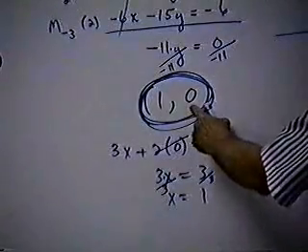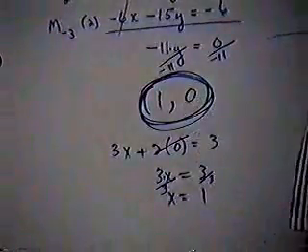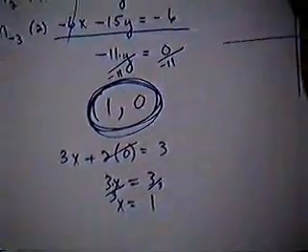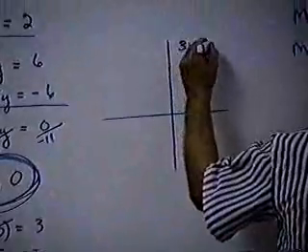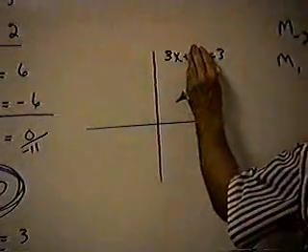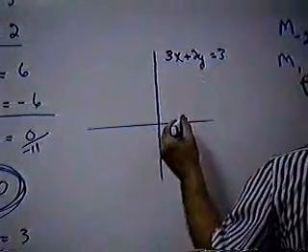That means the lines are consistent. That means they intersect with one solution. Well, let's look at that graphically. Okay, again, we have 3x plus 2y is equal to 3. So if I put my hand over y, I get x equals 1.